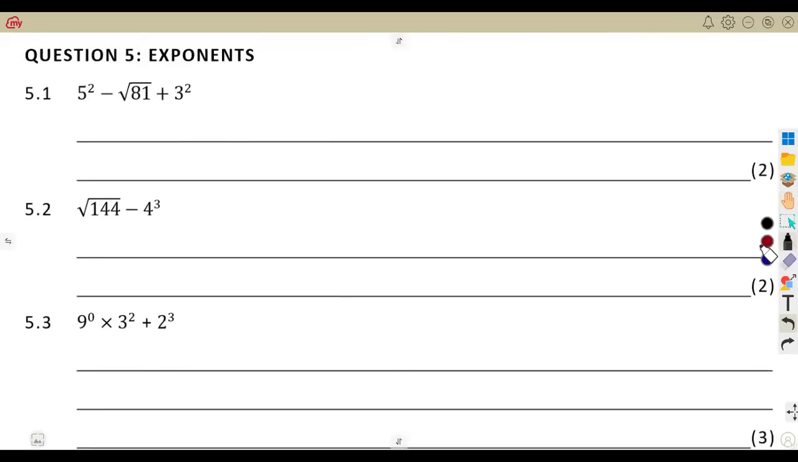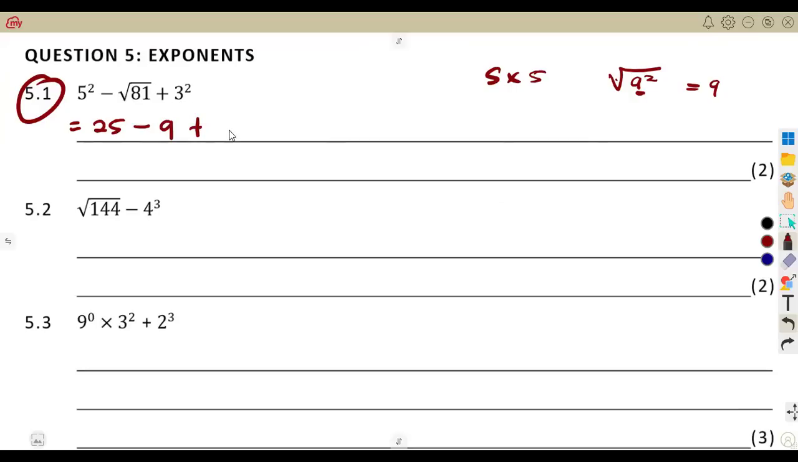Exponents on question number 5. 5.1, simplify this. We need to simplify 5 squared minus the square root of 81 plus 3 squared. So you can see that 5 squared simply means 5 times 5, which is 25. Minus the square root of 81. 81 is the same as 9 squared. So the square root of 9 squared, we know that this is 9. Or simply, the square root of 81 is 9.